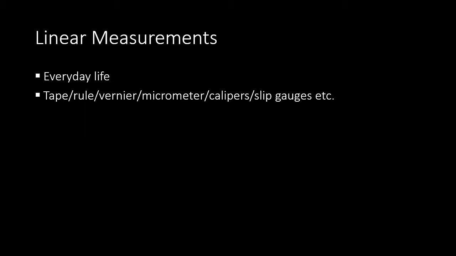These are some of the instruments used for making linear measurements: a tape, a steel rule, vernier caliper, micrometer, screw gauge, calipers or dividers, slip gauges, etc. There are many more sophisticated measuring instruments available at our disposal, so we will discuss them later.